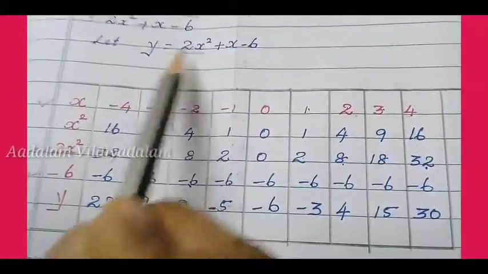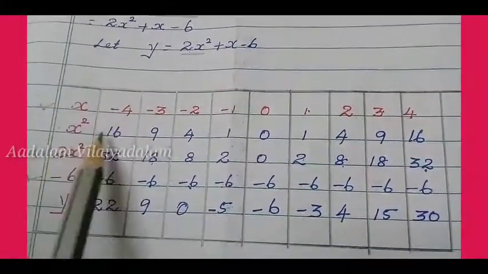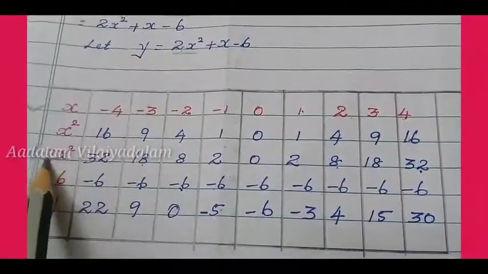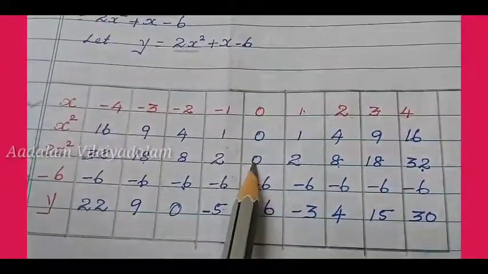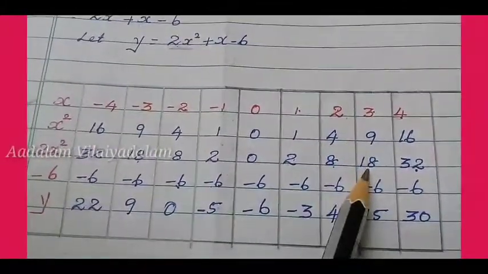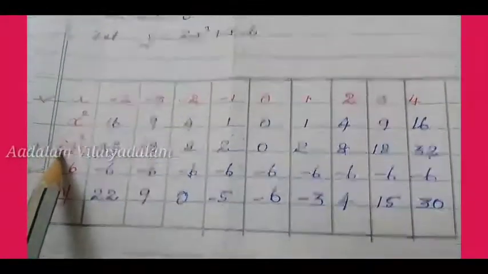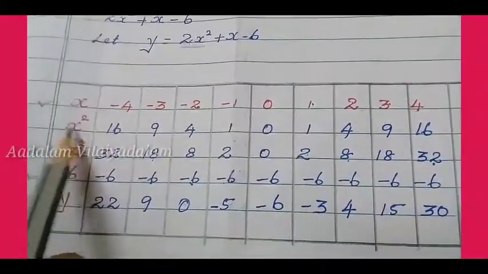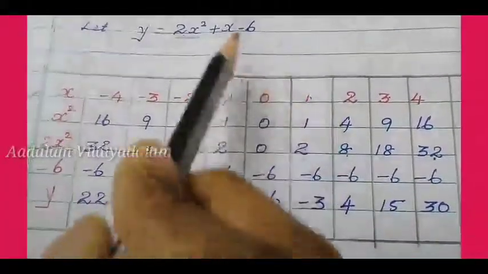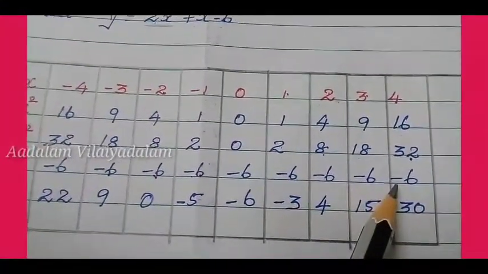Here 2x square is there. So we have to multiply 2 into the x square column. That is 2 into 16. 2 16s are 32. 2 9s are 18. 2 4s are 8. 2 1s are 2. 2 into 0, 0. 2 into 1, 2. 2 4s are 8. And 2 9s are 18. 2 16s are 32. So 2x square means we have to multiply 2 into the x square column only. Next, plus x only, so the x value is already there. This is the x column only. So minus 6 is the constant value. Here minus 6 in all the columns we write as it is.